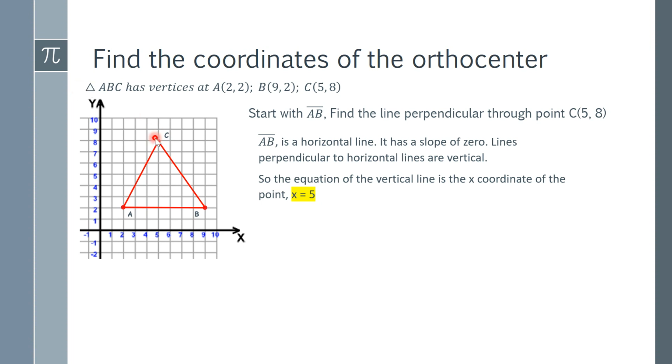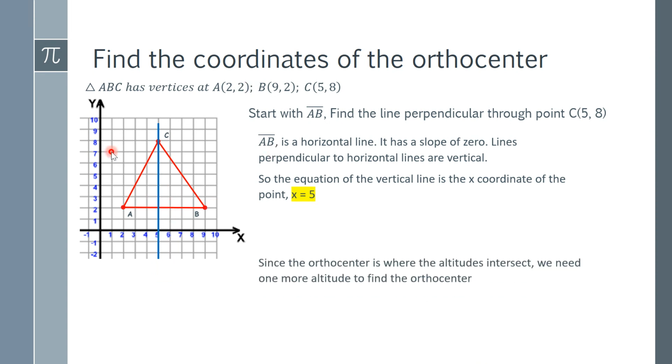Lines perpendicular to horizontal lines are vertical lines. So we're going to draw a vertical line right through that point. Since the equation of a vertical line is the x-coordinate, we look at the x-coordinate of that point. The x-coordinate is 5, and our equation will be x equals 5. If you see, we add that vertical line. Right here would be the right angle.